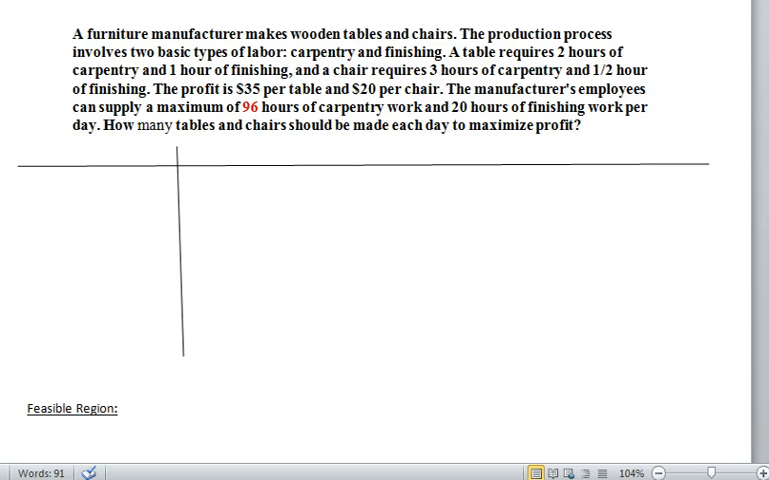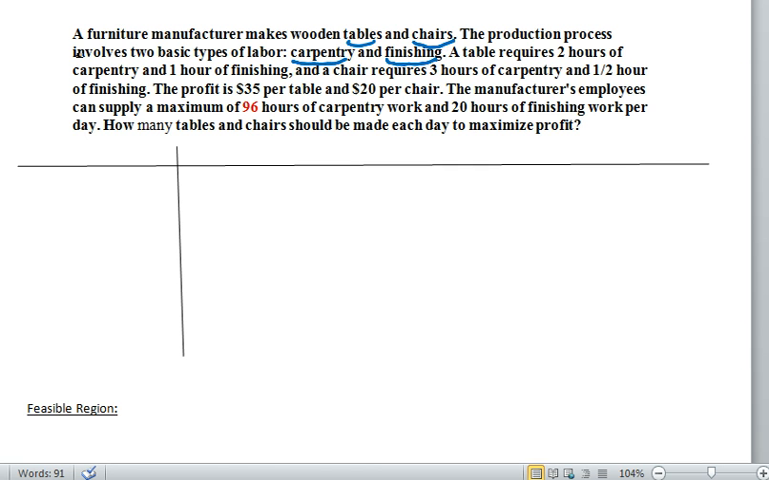This problem is typical of the complexity of problems solved by modeling with linear programming. Here, a furniture manufacturer makes wooden tables and chairs. The production process involves two basic types of labor: carpentry and finishing.